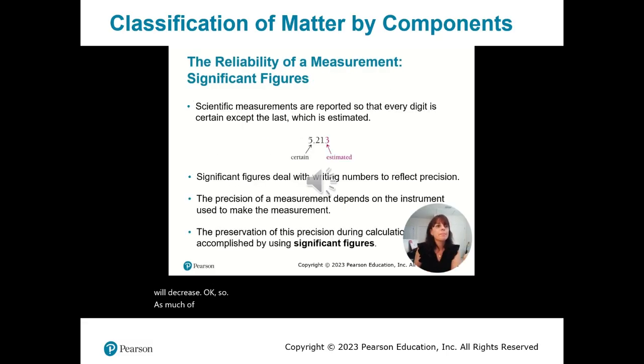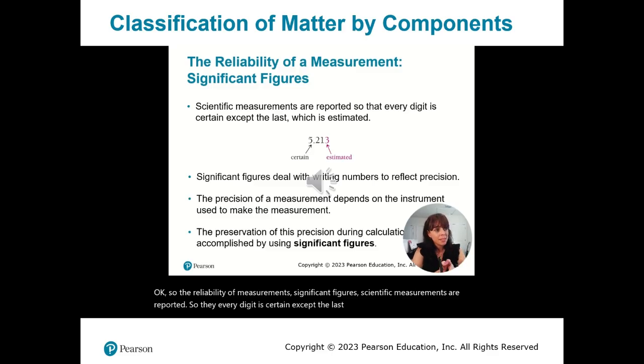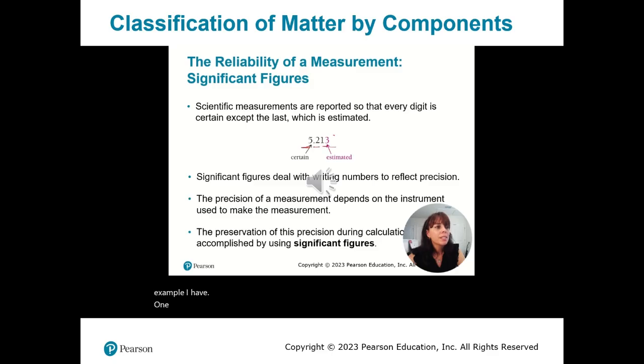Okay, so the reliability of measurements, significant figures. Scientific measurements are reported so that every digit is certain except the last, which is estimated. So here you see the example. I have one number, 2, 3, 4. This last one is the estimated one.